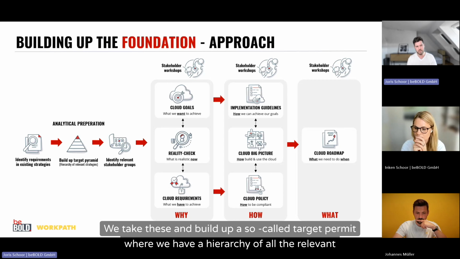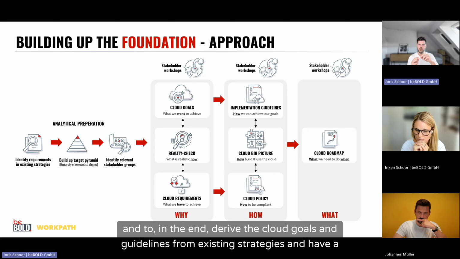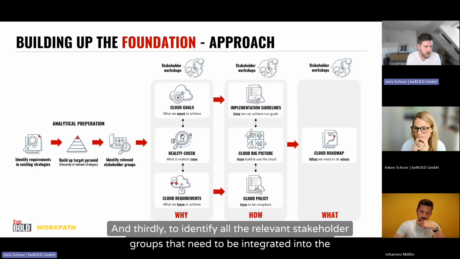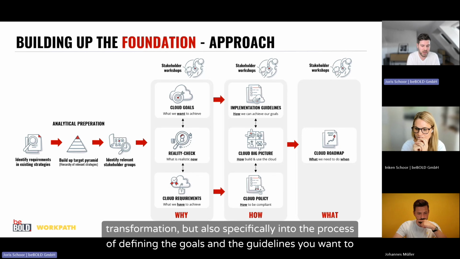We take these and build up a so-called target pyramid, where we have a hierarchy of all the relevant strategies, to, in the end, derive the cloud goals and guidelines from existing strategies and have a connection between them. And thirdly, to identify all the relevant stakeholder groups that need to be integrated into the transformation, but also specifically into the process of defining the goals and the guidelines you need.